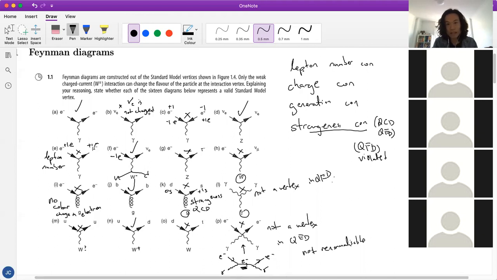I would just cite the lepton number conservation. So the generation conservation is probably more applicable to a general situation. Okay. Yeah. And what else?